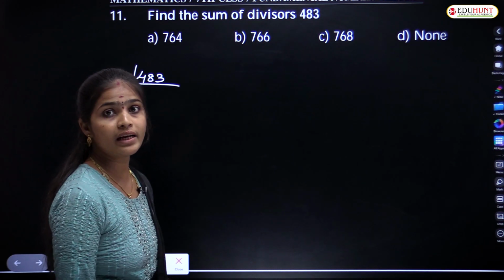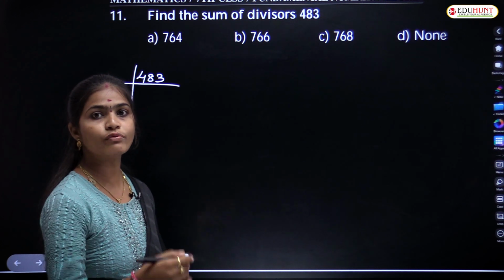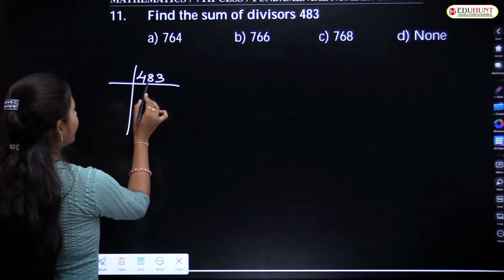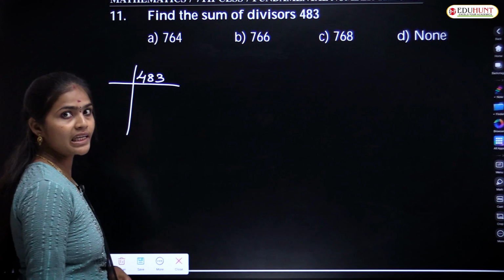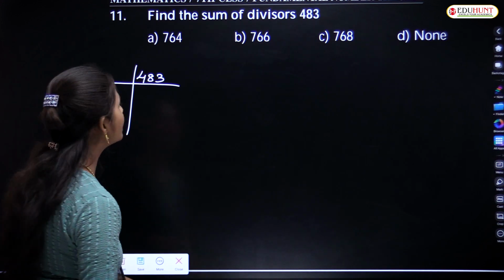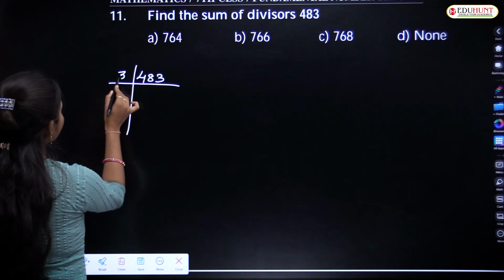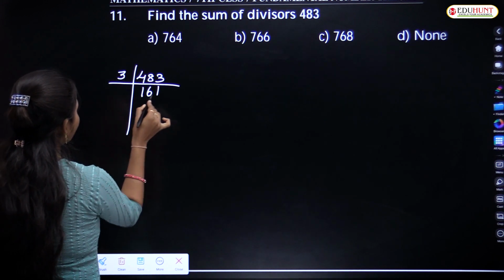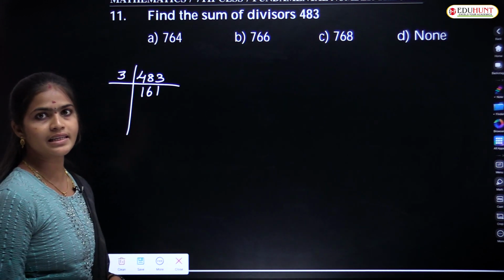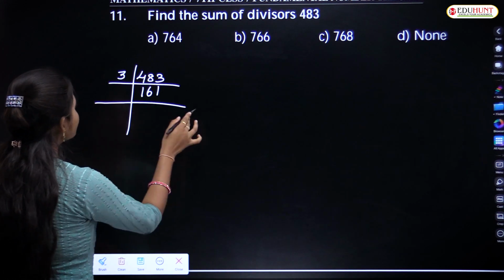483 is not divisible by 2, so we go for 3. 8 plus 4 is 12, 12 plus 3 is 15, and 15 is a multiple of 3, so the given number is divisible by 3. 3 16s are 48 and 3 1s are 3. Is it clear? Now here 161 is there.